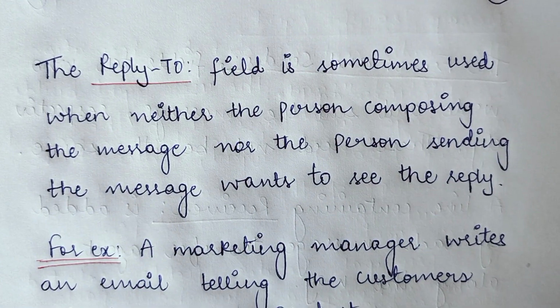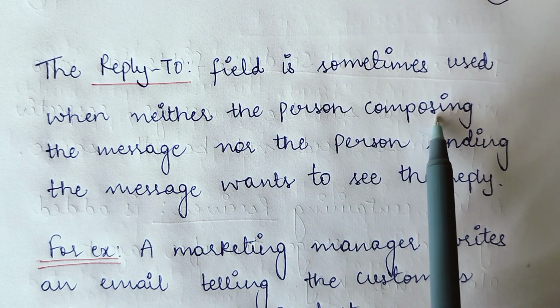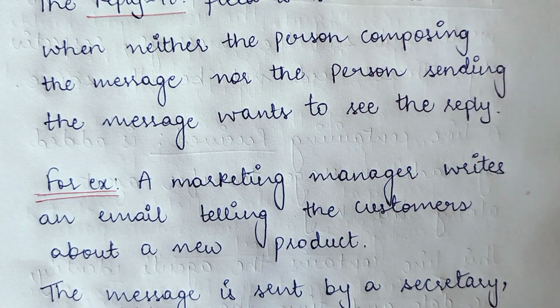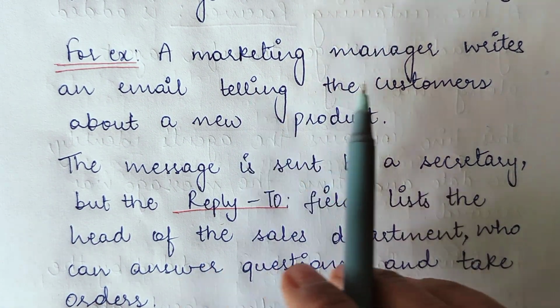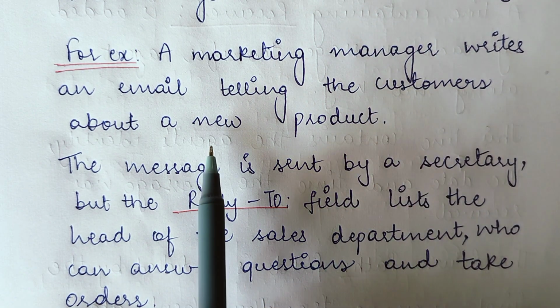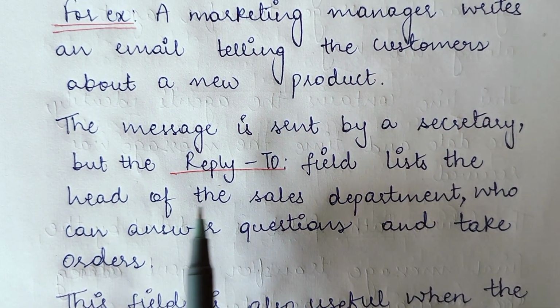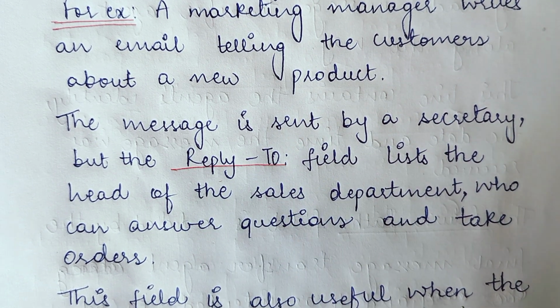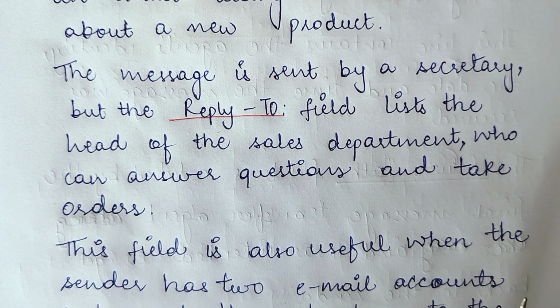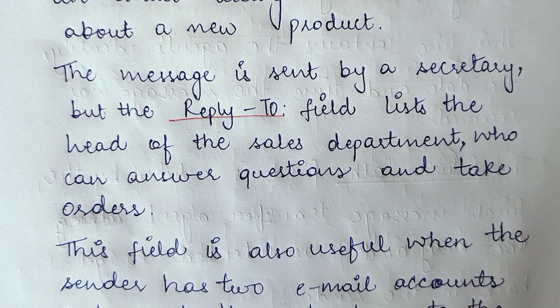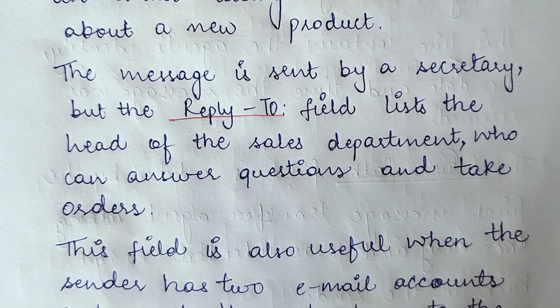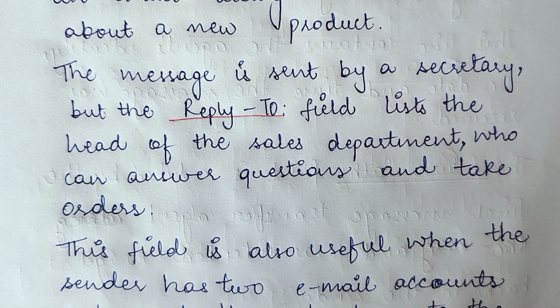Then is your Reply-To field. The Reply-To field is sometimes used when neither the person composing the message nor the person sending the message wants to see the reply. So in that case, you can use the Reply-To field. For example, a marketing manager writes an email telling the customers about a new product. Now the message is sent by the secretary of that marketing manager, but the Reply-To field lists the head of the sales department who can answer questions and take orders. So in the Reply-To field, you can type in the email address of the sales department, so that whenever the customers reply, their reply is sent not to the marketing manager but to the sales department, though this mail was from the marketing manager.